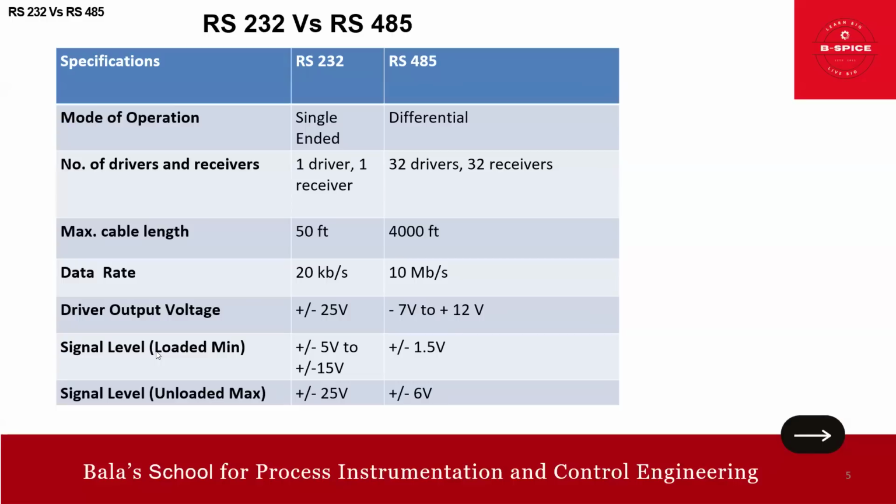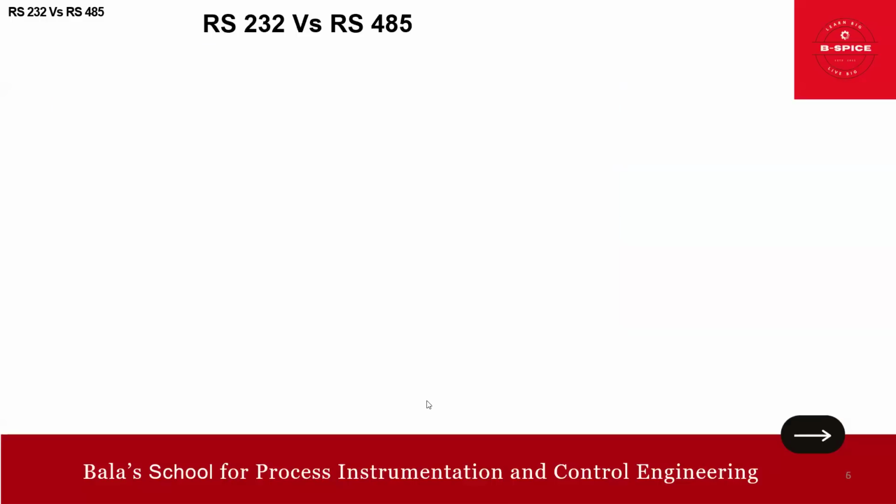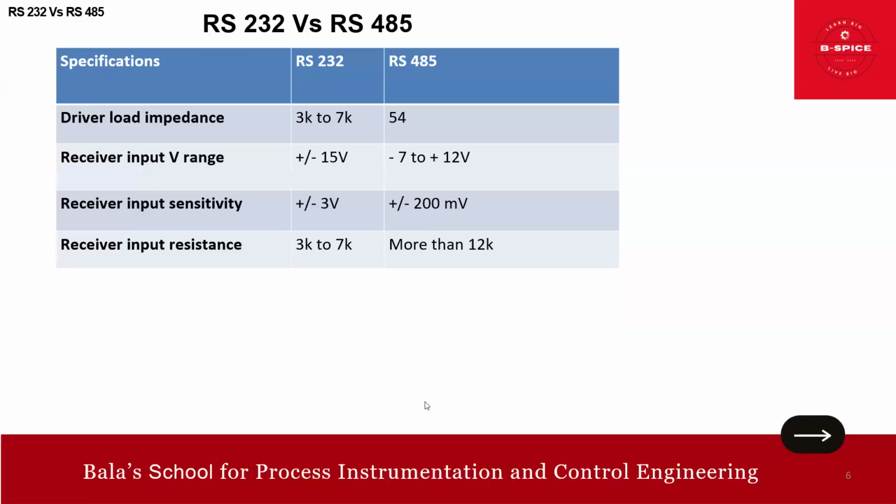Signal level with minimum load is minus 5 volts to minus 15, plus or minus 15 volts for 232, and for 485 it is plus or minus 1.5 volts. Then signal level unloaded max is plus or minus 25 volts for 232, and for 485 it is plus or minus 6 volts. Then a few more to add on. Driver load impedance is 3K to 7K for 232 and 54 ohms for 485. Receiver input voltage range is plus or minus 15 volts, and for 485 it is minus 7 to plus 12 volts.